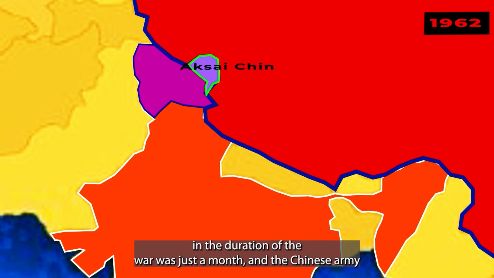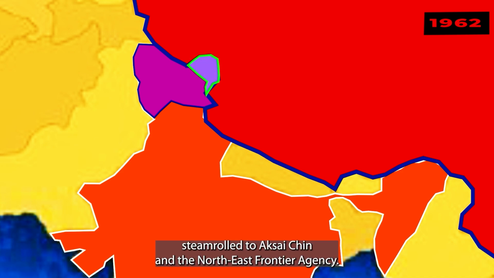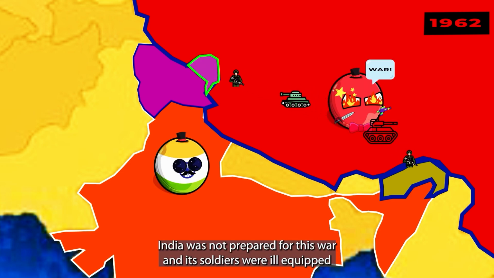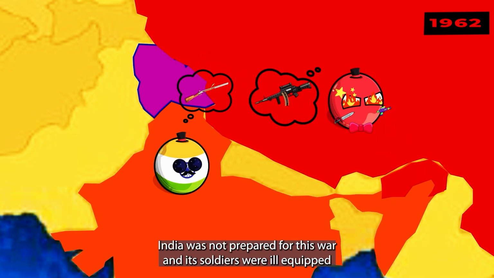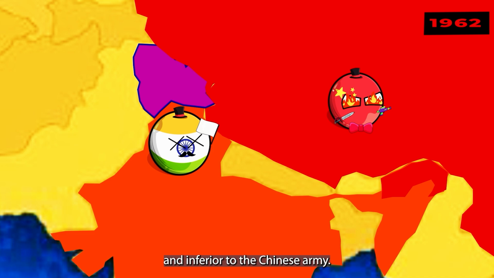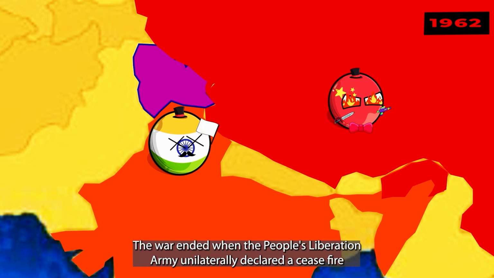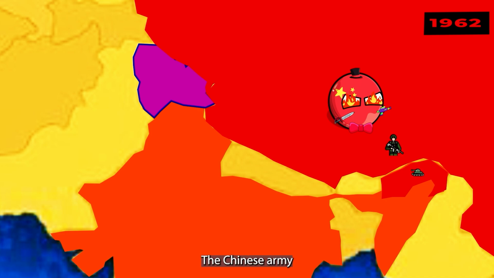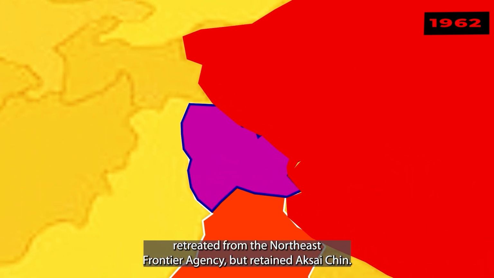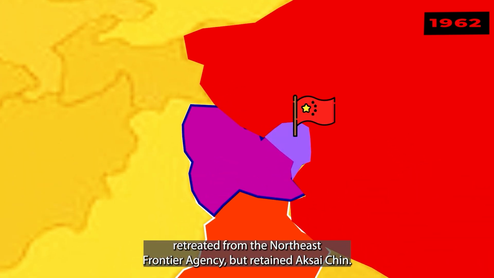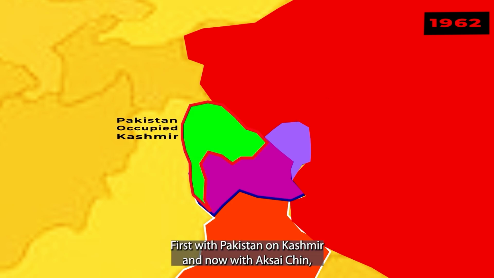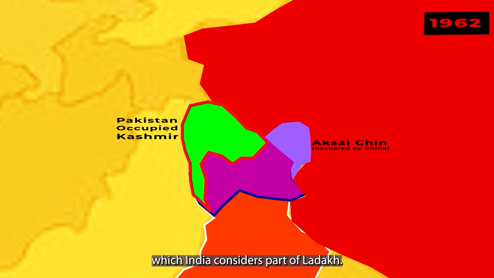The duration of the war was just a month, and the Chinese army steamrolled into Aksai Chin and the Northeast Frontier Agency. India was not prepared for this war, and its soldiers were ill-equipped and inferior to the Chinese army. The war ended when the People's Liberation Army unilaterally declared a ceasefire. After the ceasefire, the Chinese army retreated from the Northeast Frontier Agency but retained Aksai Chin. This is the second time India lost territory since its creation, first with Pakistan in Kashmir and now with Aksai Chin, which India considers part of Ladakh.